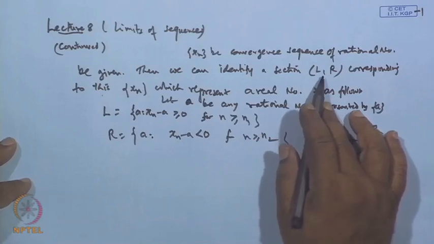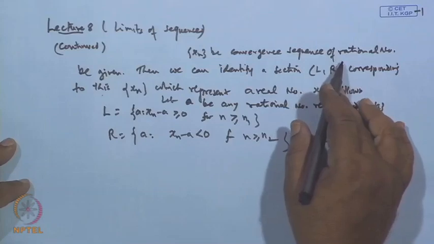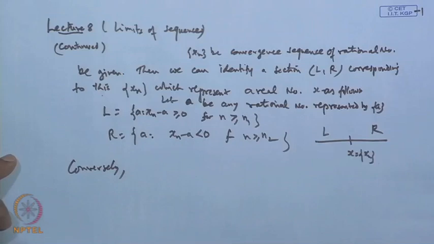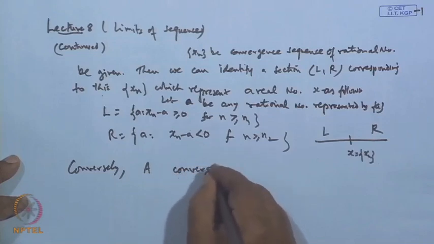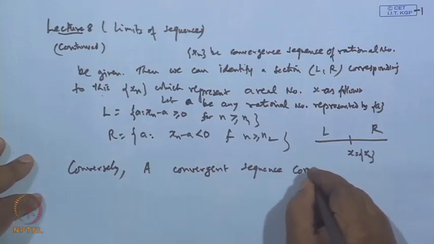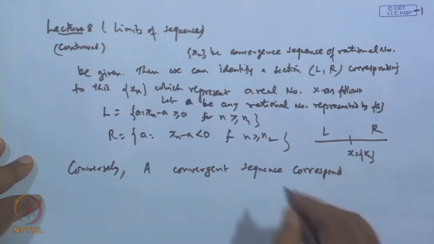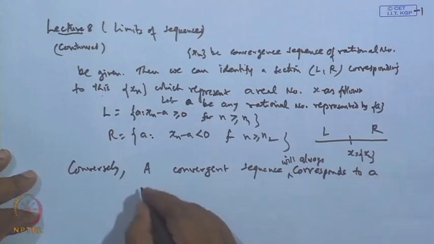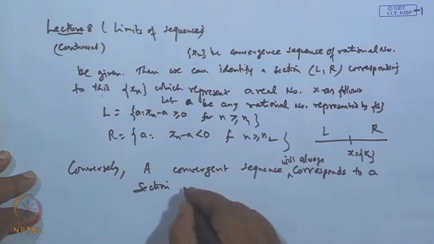Now, we will do the converse part today: suppose the section is given, then corresponding to this section we can generate a sequence of rational numbers which will give the same real number as the section L R represents. So, let us see the converse. Conversely, a convergent sequence will always correspond to a section, as follows.